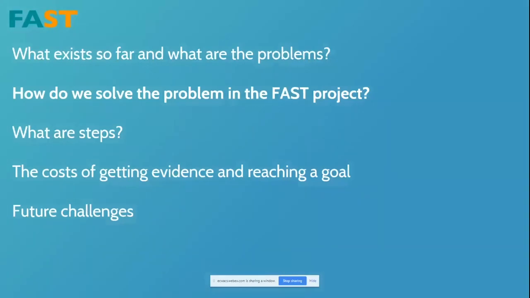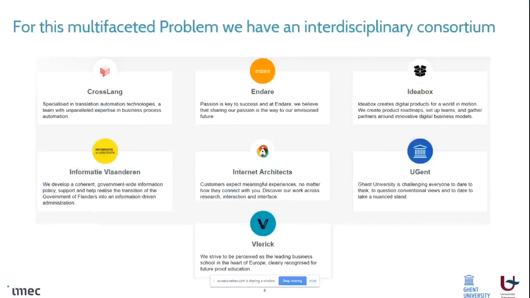So what are we going to do about that in the FAST project? First of all, as we have seen, it's about customer journey. We have semantic technologies involved in everything. So we need, of course, a lot of different expertise. But as said, we are a project consortium of industry and academic partners. So we have a lot of different expertise.